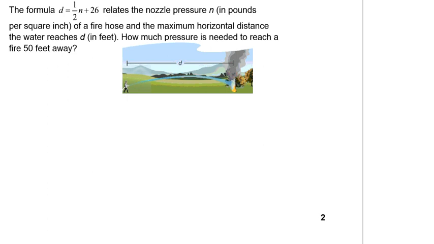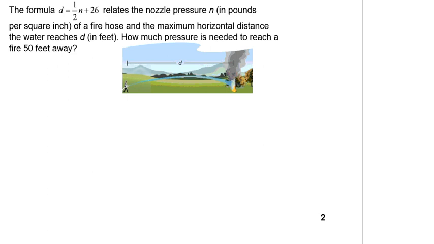In this video, we're going to be working out a real-life problem where we're going to need to solve a multi-step equation in order to get our answer. So here we have the formula D equals 1/2 N plus 26, and it relates the nozzle pressure N in pounds per square inch of a fire hose and the maximum horizontal distance the water reaches, D, in feet. It wants to know how much pressure is needed to reach a fire that is 50 feet away.